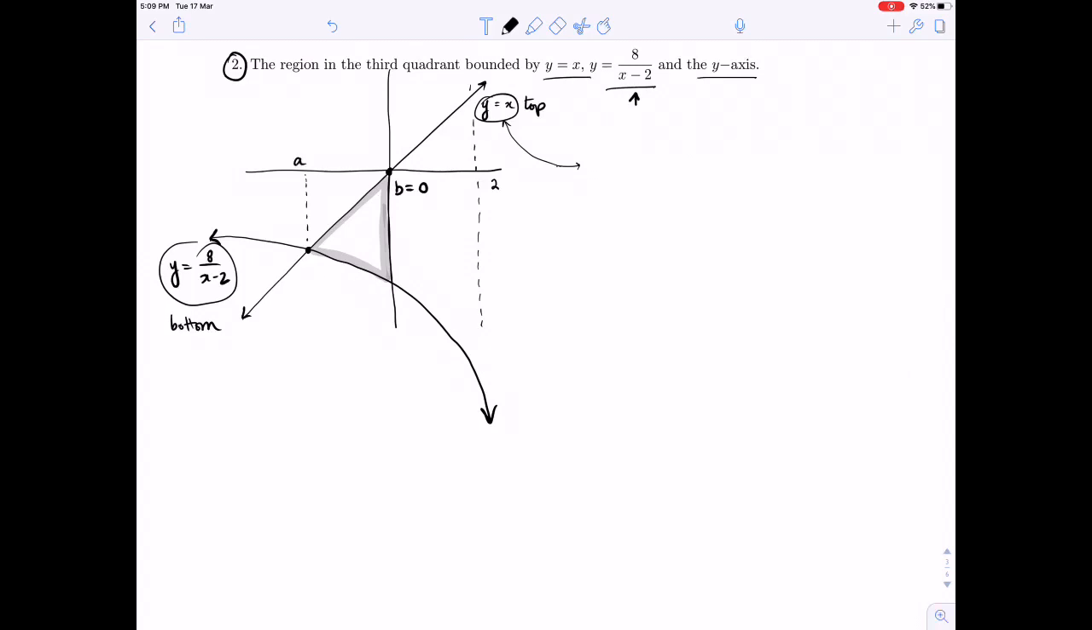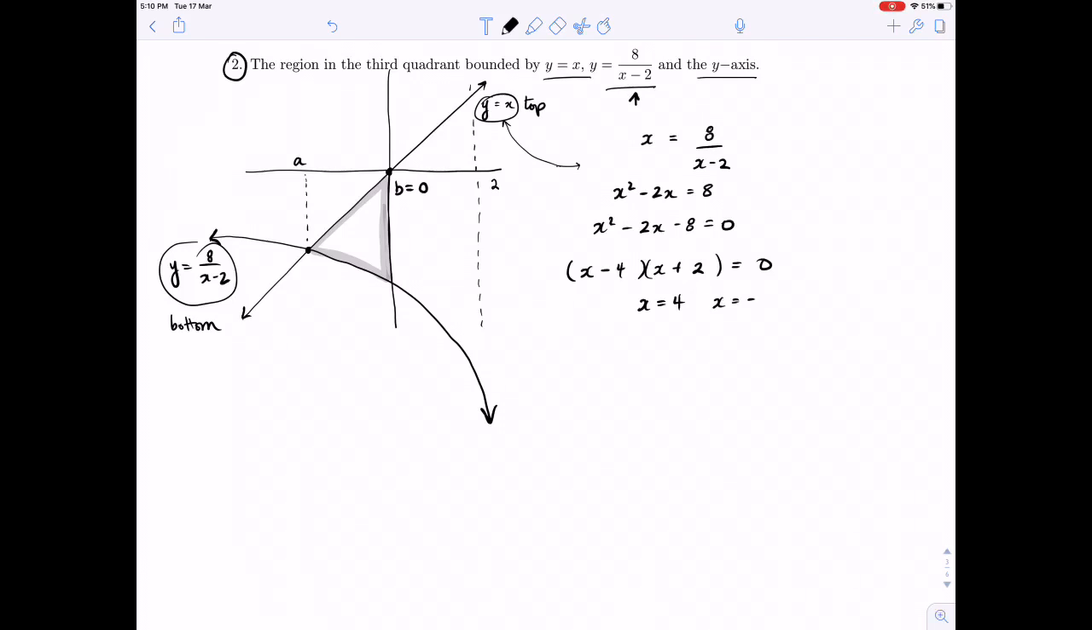The a value is the intersection of the rational and the straight line. So let's set up an equation to find the points of intersection of those two. If we cross multiply up, x squared minus 2x is equal to 8, or x squared minus 2x minus 8 equals 0. So let's factor this. If we factor, we're going to get x minus 4 and x plus 2, which is telling me that there's two solutions to this, x equals 4 and x equals minus 2.